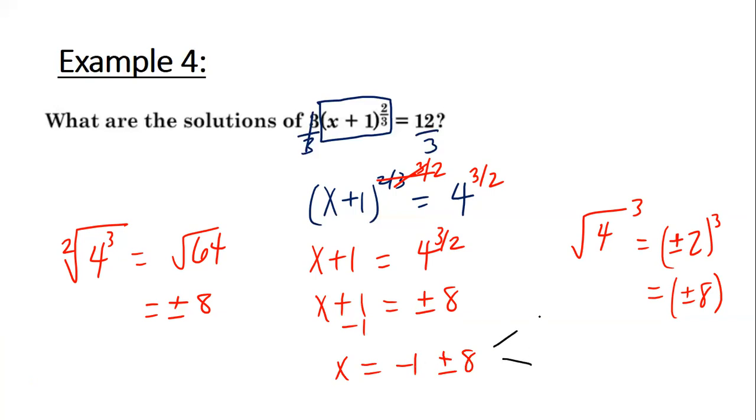What's -1 plus 8? 7. What's -1 minus 8? -9. So our two answers are 7 and -9. 7 and -9.